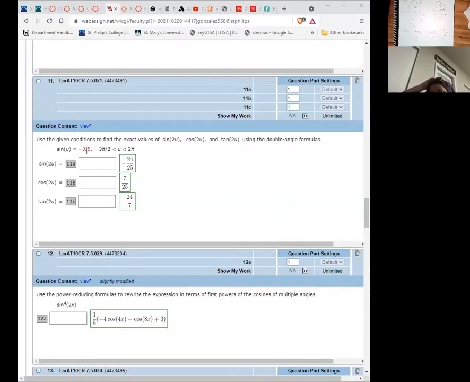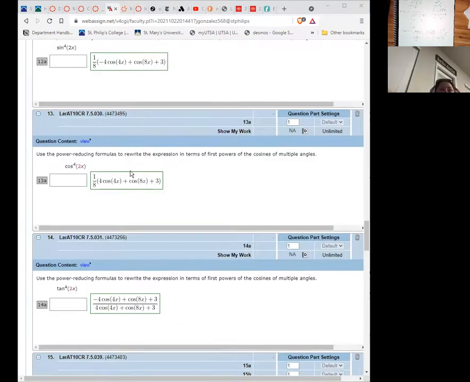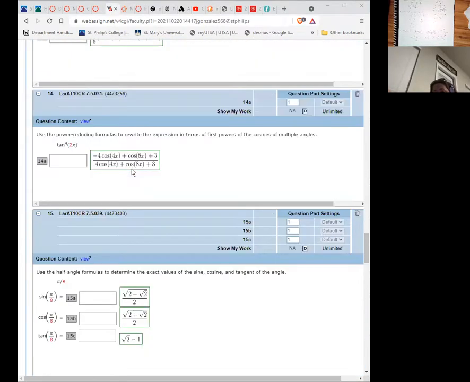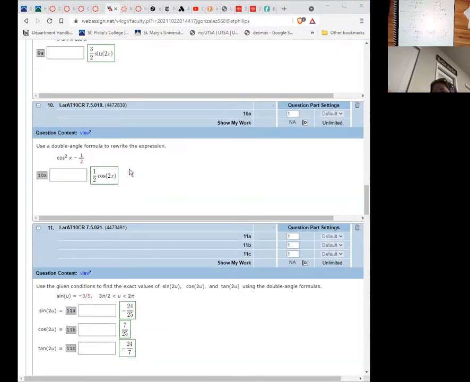What else they did here on 11? They give you some information, they give you a quadrant, and you need to find all the other stuff and apply double angle formulas to each one of these. And that's what we did. So we found these numbers. Okay, the last few are just power reducing stuff. So let's do one of those.